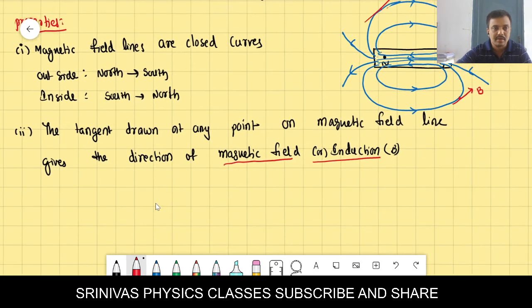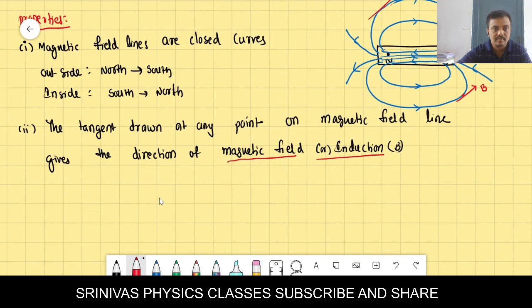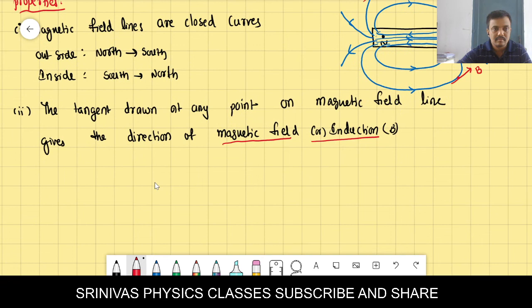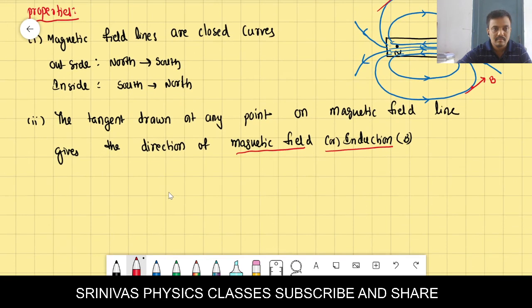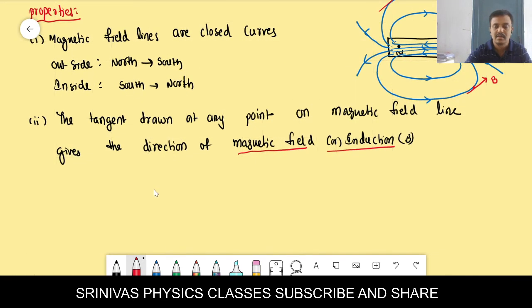What is that third property? The third property is that magnetic field lines never intersect with each other. Right? Field lines do not intersect with each other.